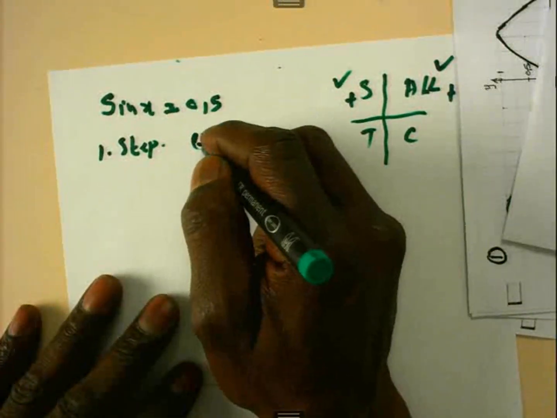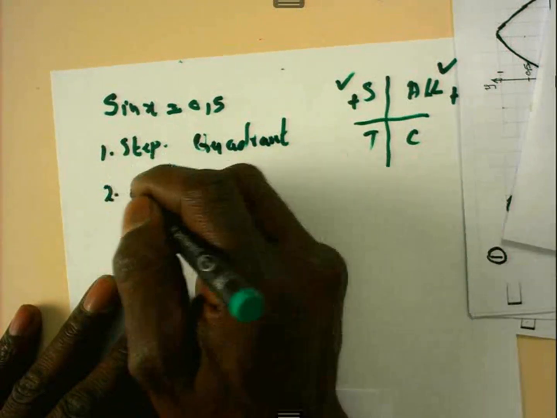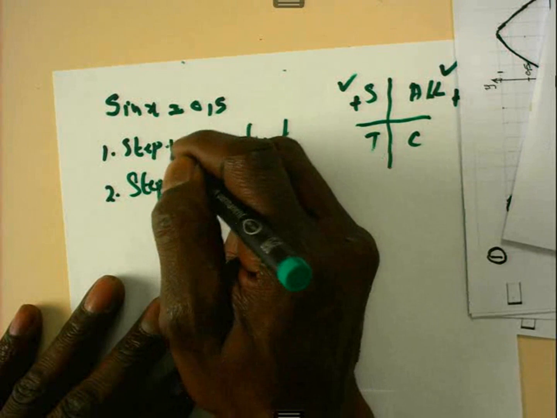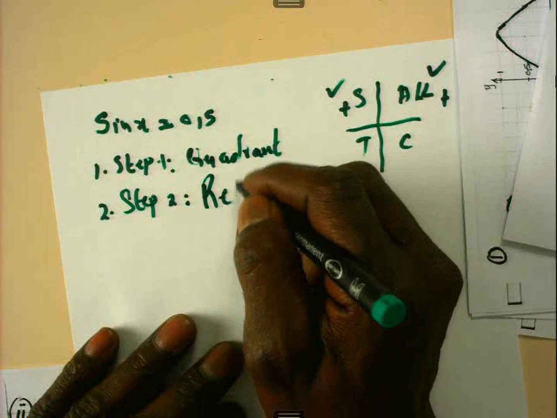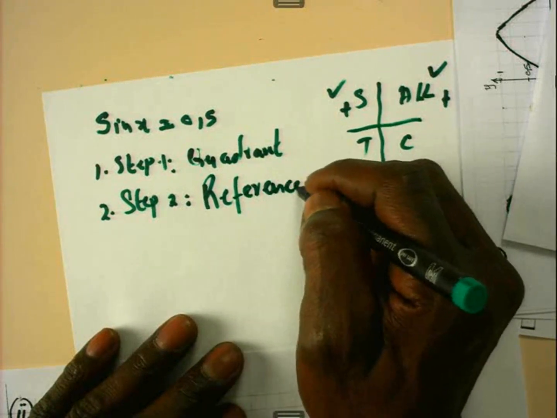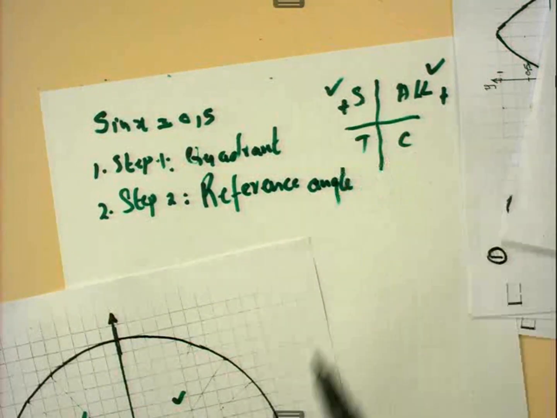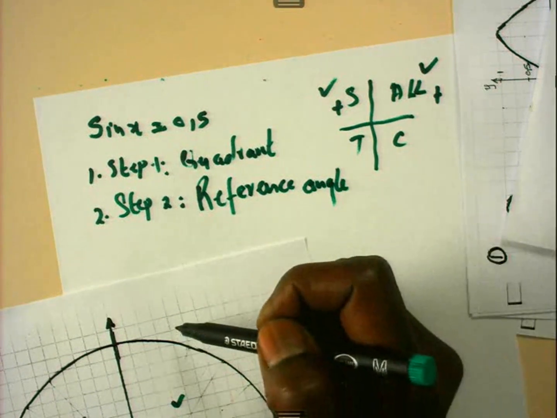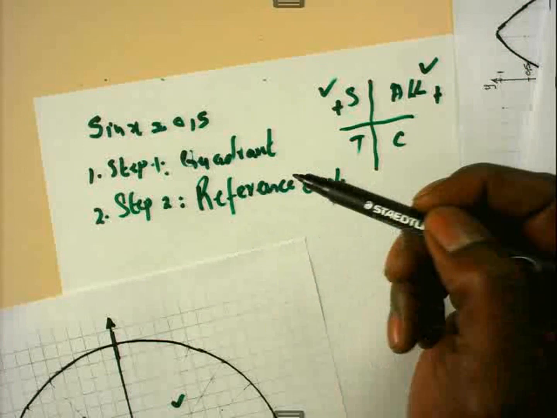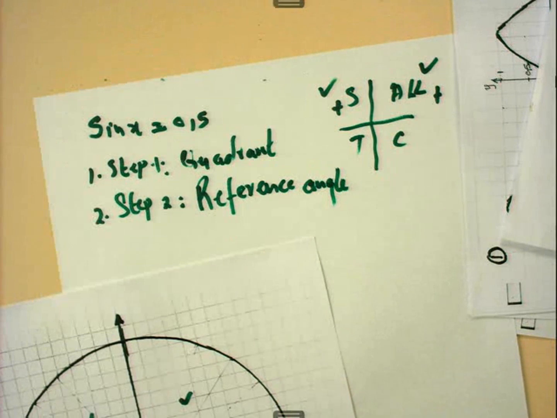Now, that was step one. We have identified the quadrant. Now, step two, we look for the reference angle. The word reference means we are going to refer to this angle to generate the solution for the equation sine x is equal to 0,5. And now, how do we find the general solution?